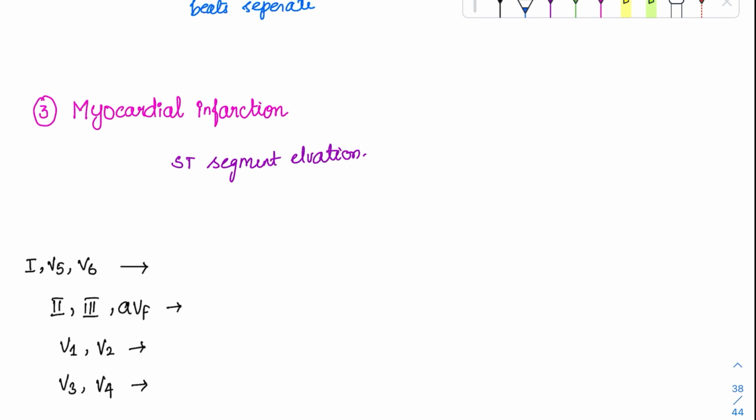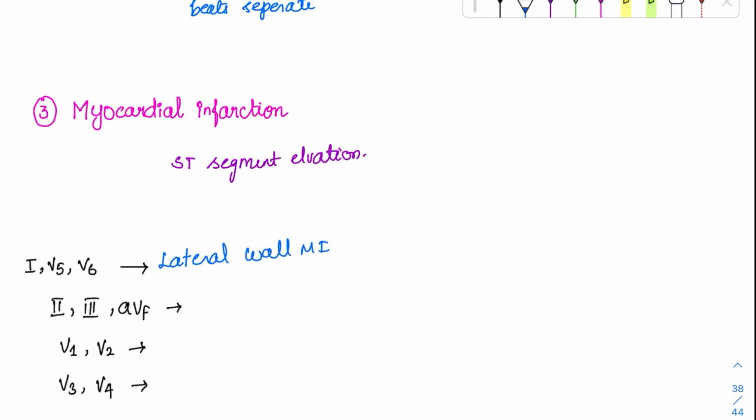So we just have to know the positions of our ECG leads. Which leads are located on the lateral side? Lead 1's direction is this. So lead 1, and V5, V6. Whenever there is an ST segment elevation in these three leads, it is called a lateral wall MI.